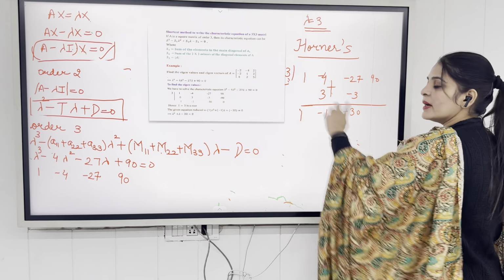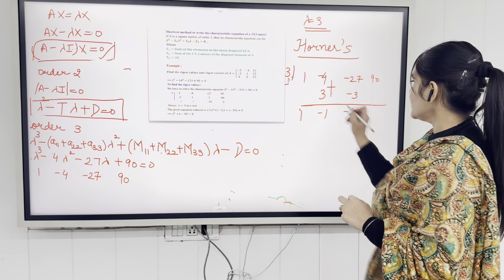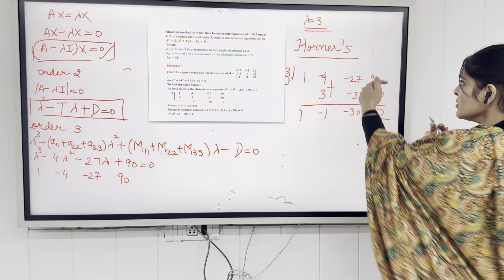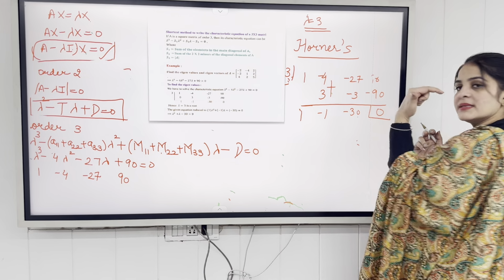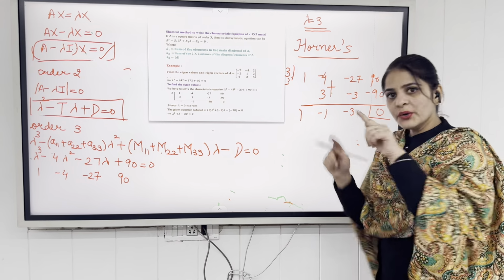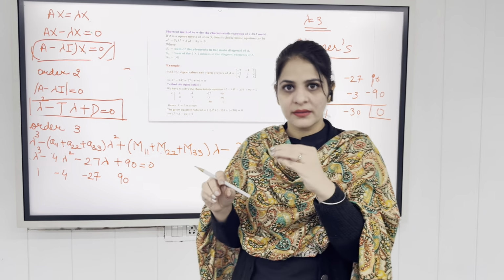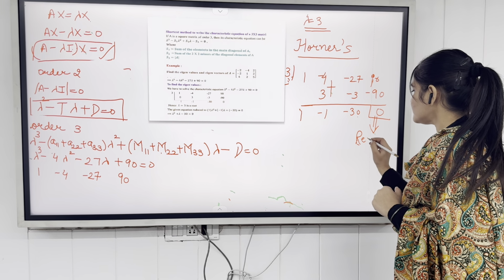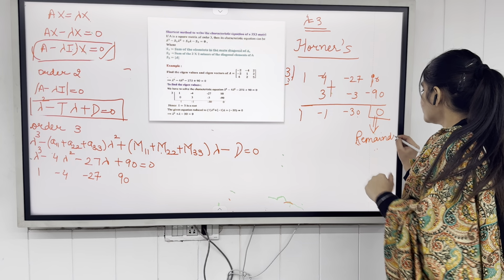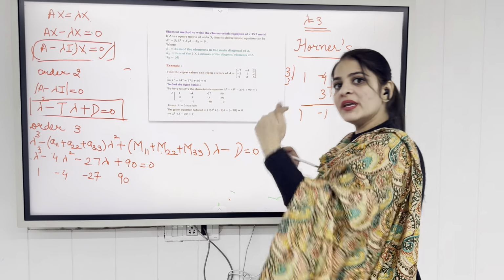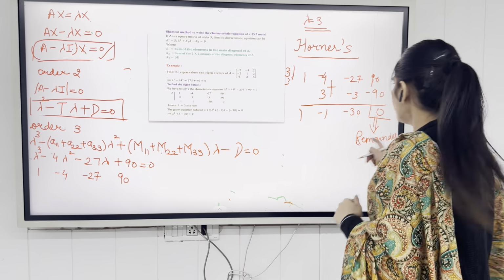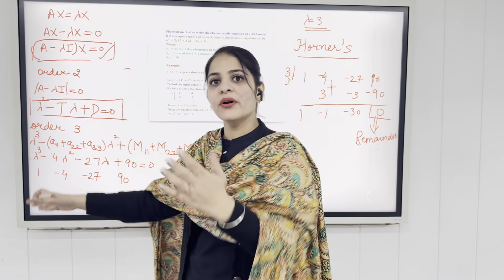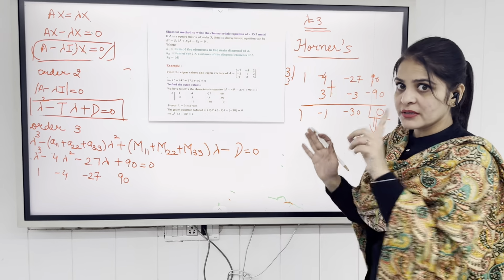Now on this side we do the multiplication. 3 into minus 30 is minus 90, and then we add 90 minus 90, which is 0. This is the remainder. Once we do the long division, at the last we have the remainder, which is basically 0. If we have chosen the right root and done the right calculation, then by default this remainder must be 0. If it is not 0, then there is some mistake either in finding the root or in the calculation.